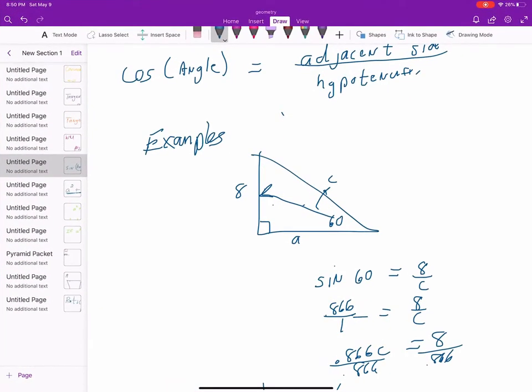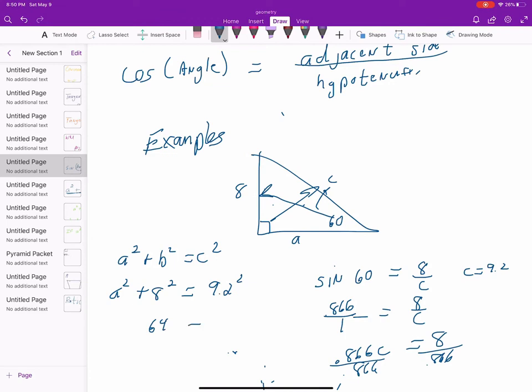C is 9.23. Now if you know C, you can easily find A by just using the Pythagorean theorem. So we're going to go A squared plus B squared equals C squared. We know B is 8, and we know C is 9.2, because C, remember, is always opposite the 90, and then we just have to find A. And you guys are pretty good at this part.